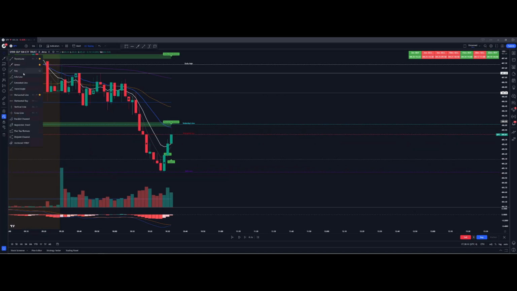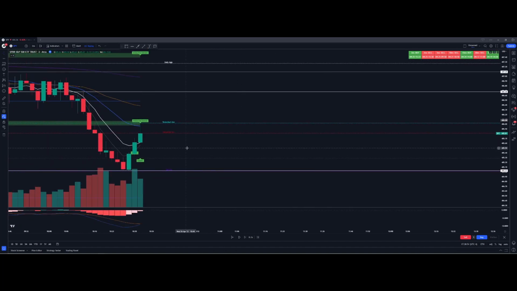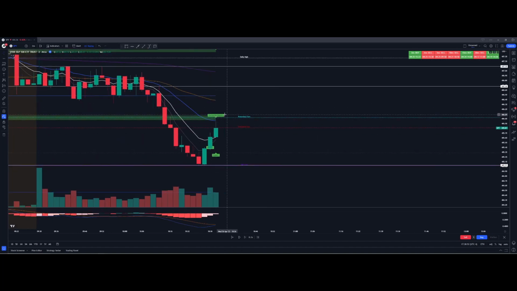So what I like to do is when we get a bounce, especially a strong bounce like that, I like to mark that as a support level. It is marked as low of day, but just to be sure, I like to mark it. You can see we pull back. Now we pull back to a resistance confluence area.